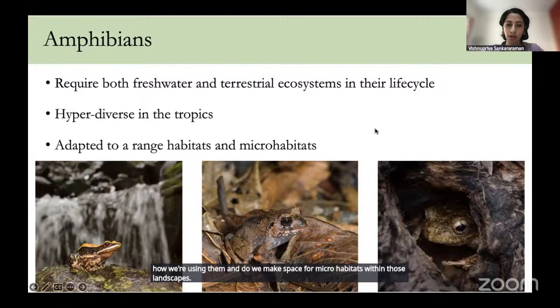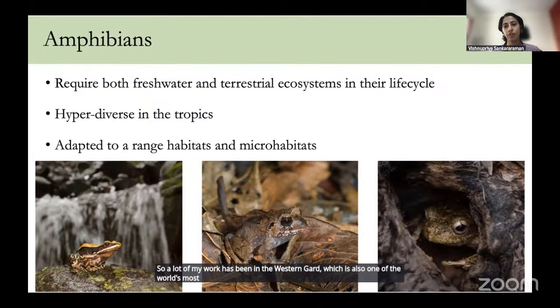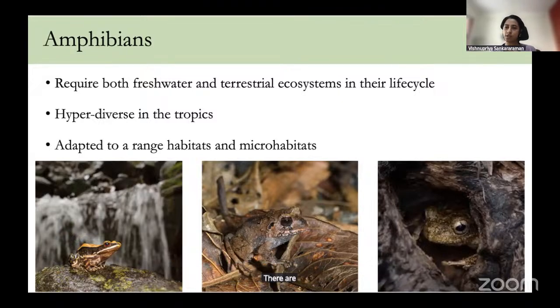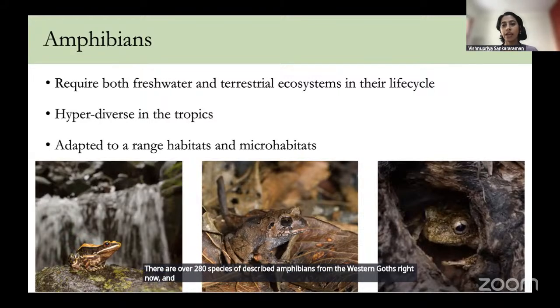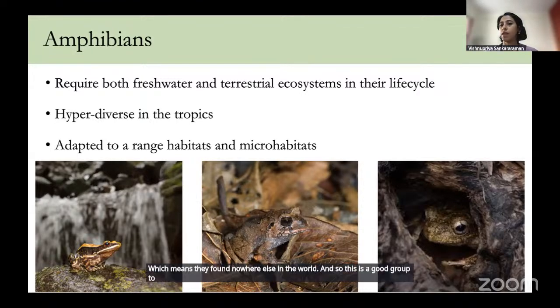So a lot of my work has been in the Western Ghats, which is also one of the world's most biodiverse regions, especially for amphibians. There are over 280 species of described amphibians from the Western Ghats right now, and almost 90% of them are endemic, which means they're found nowhere else in the world. And so this is a good group to work on agroforest biodiversity and try to use them as a model to understand better management practices in agroforest.